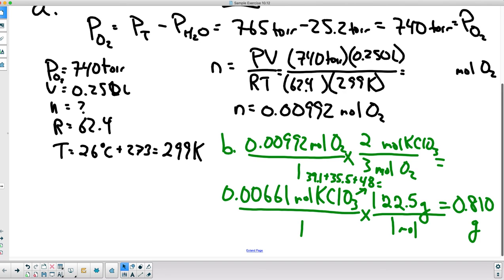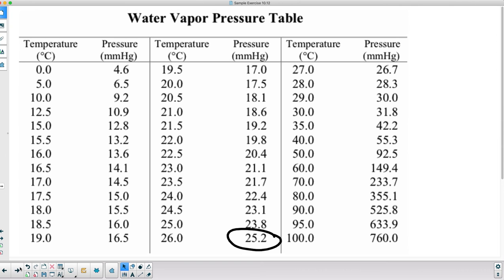Super easy, huh? Here's what it looks like. And then here is the 25.2, which I just rounded off to 25. Good.